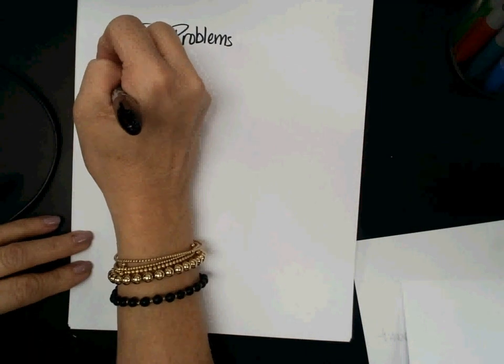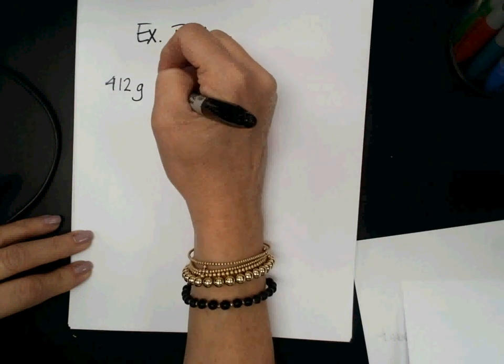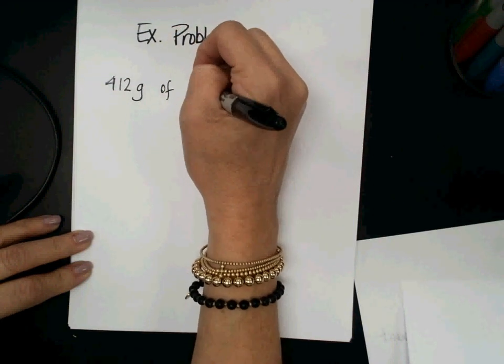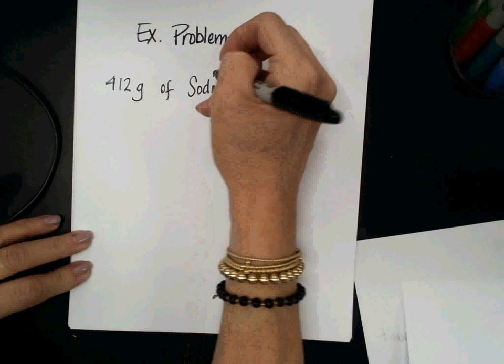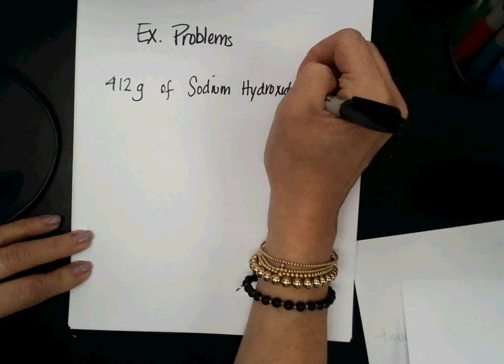Oh, you know what else I'm going to do as a little refresher here? I'll have you make the neutral compounds. Fun. Okay, let's say we have 412 grams, I'll start with an easy one, of sodium hydroxide.